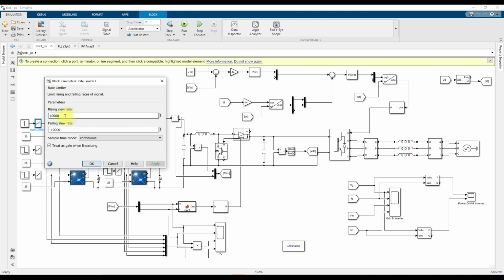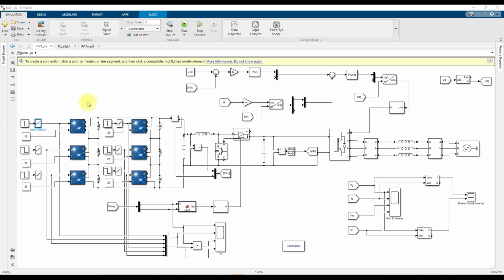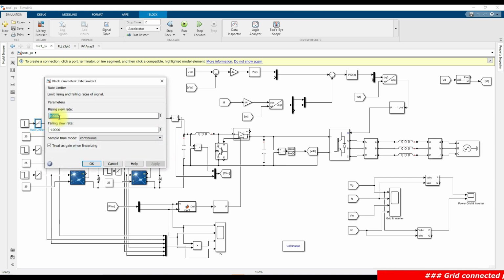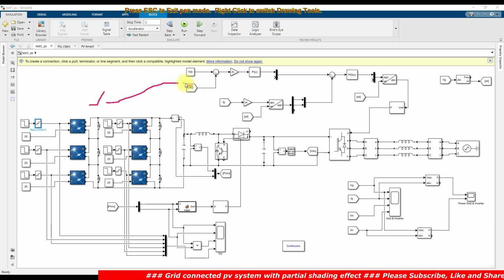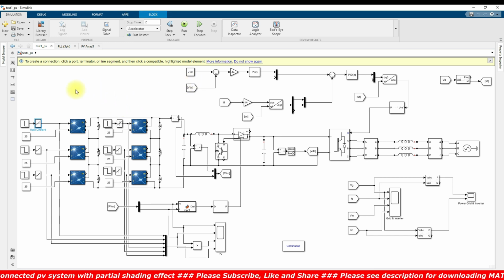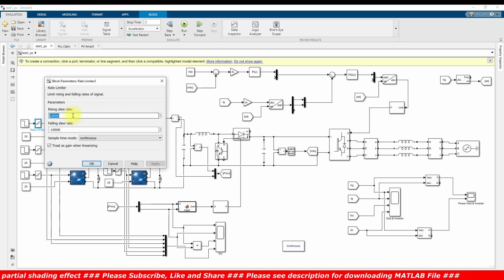When you are using the rate limiter at around 10,000 or minus 10,000, the response will be very quick, right? Otherwise, suppose the rate limiter is very low, then it will take a long time to settle to the final irradiation value. So you must use a high value. Better you can use the 10,000 slew rate.